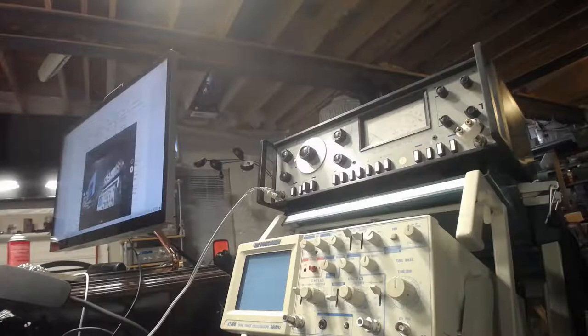Okay, so now we're going to monitor the meter again. I'm going to put the unit in forward play and adjust VR3 and bring the signal up to 0 dB.